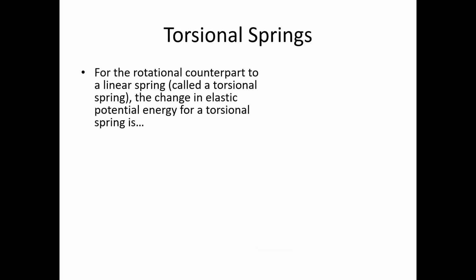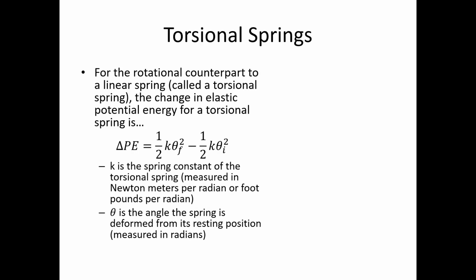Torsional springs. The rotational counterpart to the linear spring is called a torsional spring. The change in elastic potential energy for a torsional spring is as follows. Delta PE equals 1/2 k theta final squared minus 1/2 k theta initial squared. This is the same thing. k is still going to be the spring constant. It is based on the spring that you're working with. It's a material property, and the stiffer the spring, the higher that k value. Theta is the angle of twist. Theta is 0 at the unstretched or unloaded condition. The further you stretch a spring from that unloaded condition, the greater the theta value. And we need to measure that theta in radians for the units to work out in many of these cases.